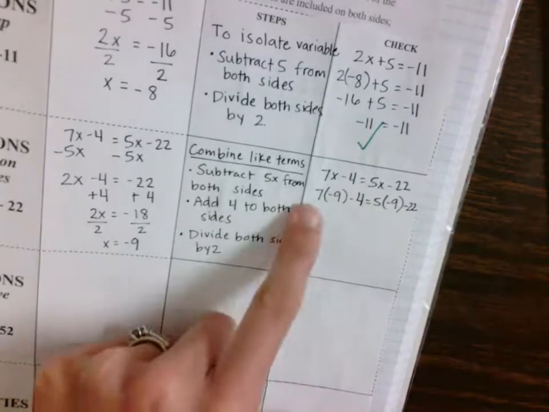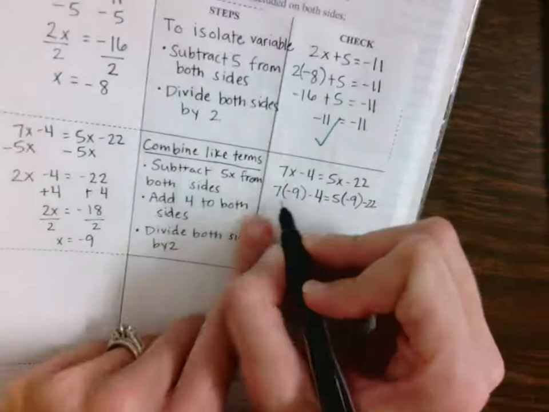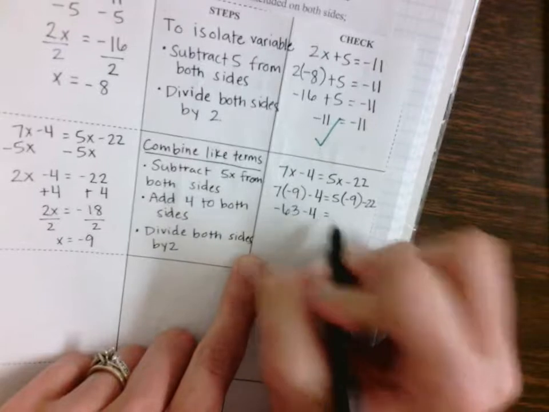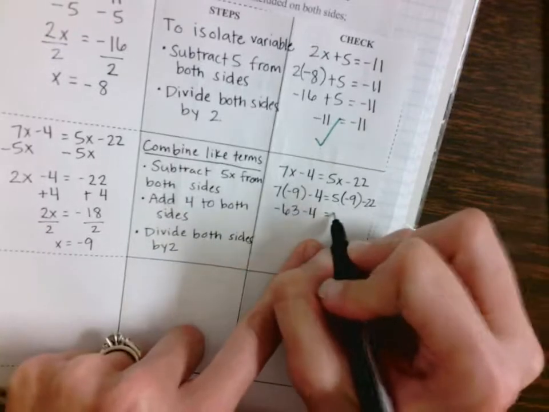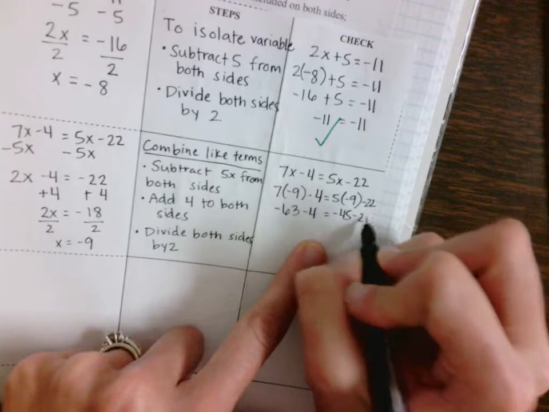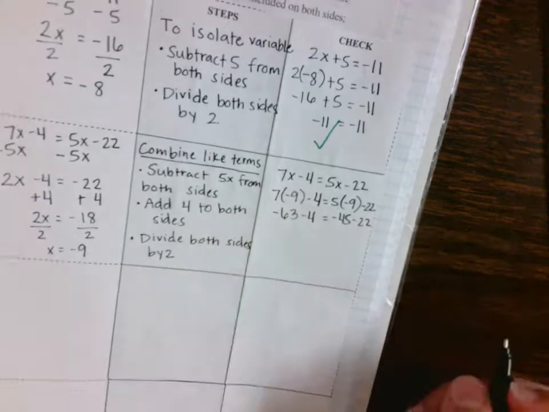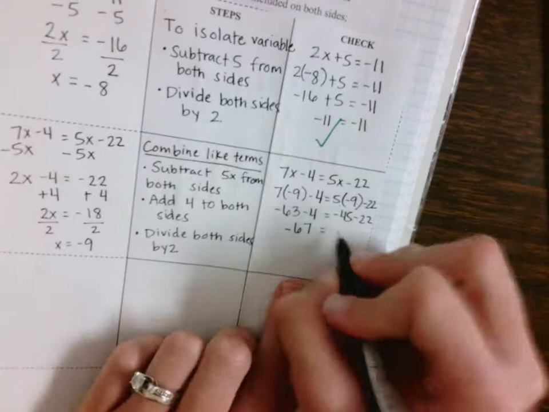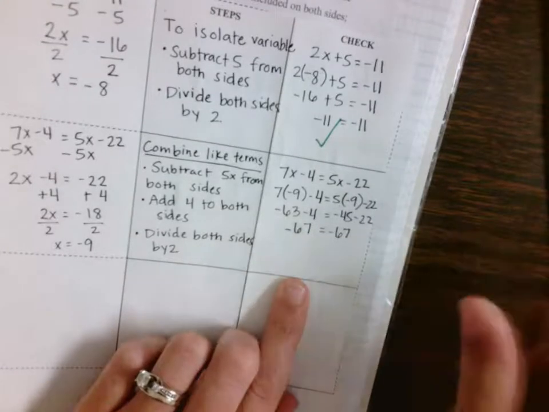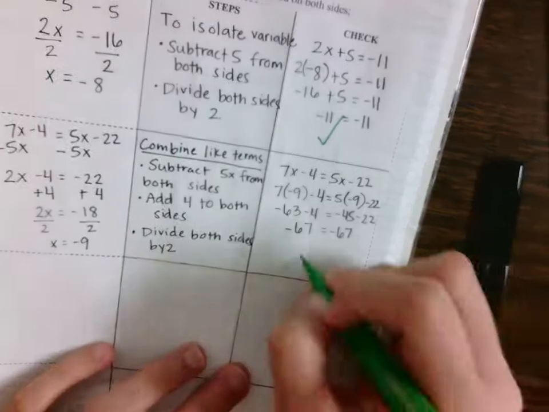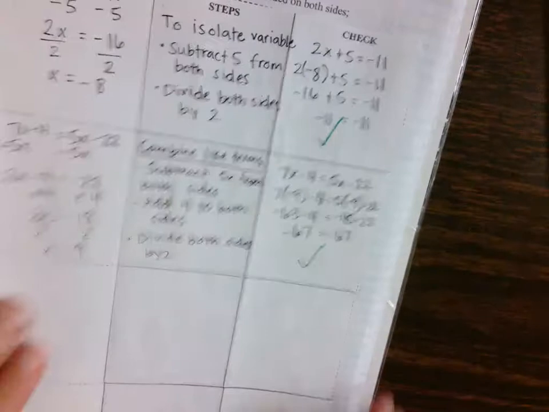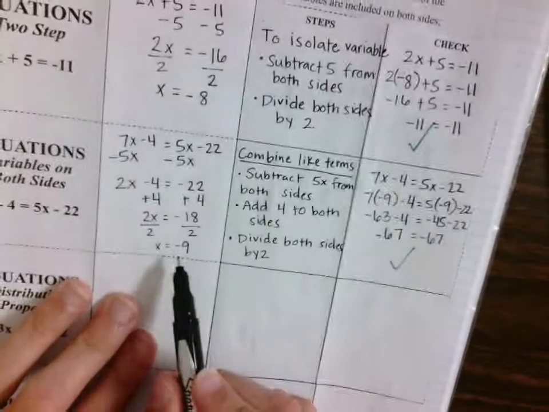Okay. Then you're just going to use the order of operations. So you're going to say 7 times negative 9 is negative 63 minus 4 equals 5 times negative 9 is negative 45 minus 22. Then you're just going to subtract. So negative 63 minus 4 is negative 67. And then negative 45 minus 22 is also negative 67. So you can go ahead and check. It is correct. It equals each other, and you know that your x value is correct.